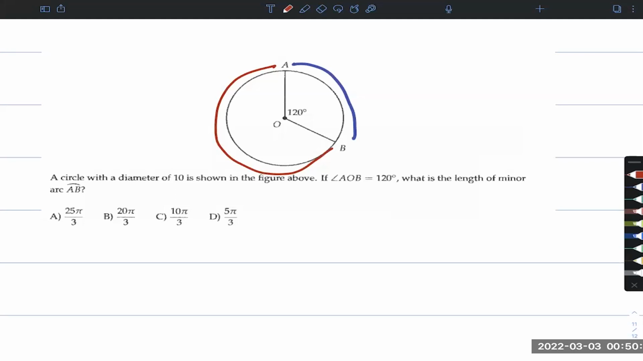अब वो क्या कह रहा है? वो कह रहा है a circle with diameter 10. So that clearly tells me that if the diameter is 10, radius is 5. If AOB is 120, this angle is 120, what is the length of minor arc AB? कोई मसला ही नहीं है.